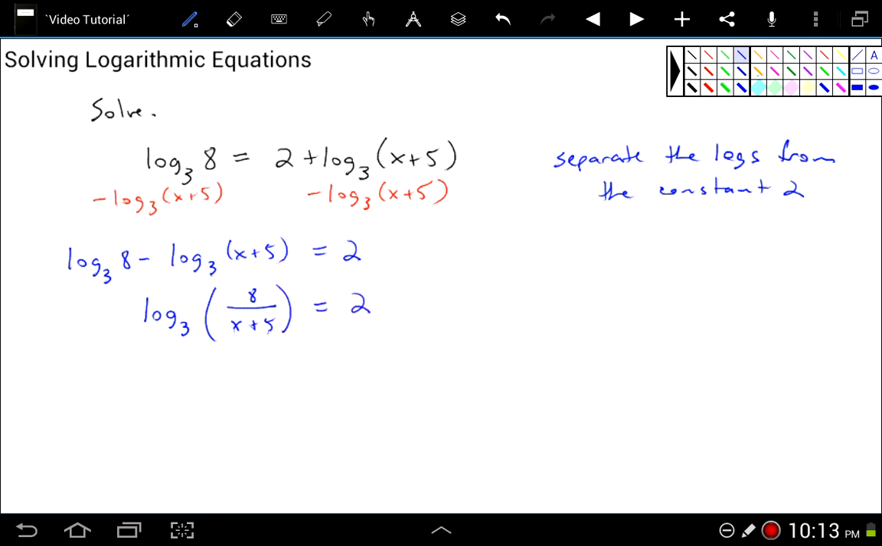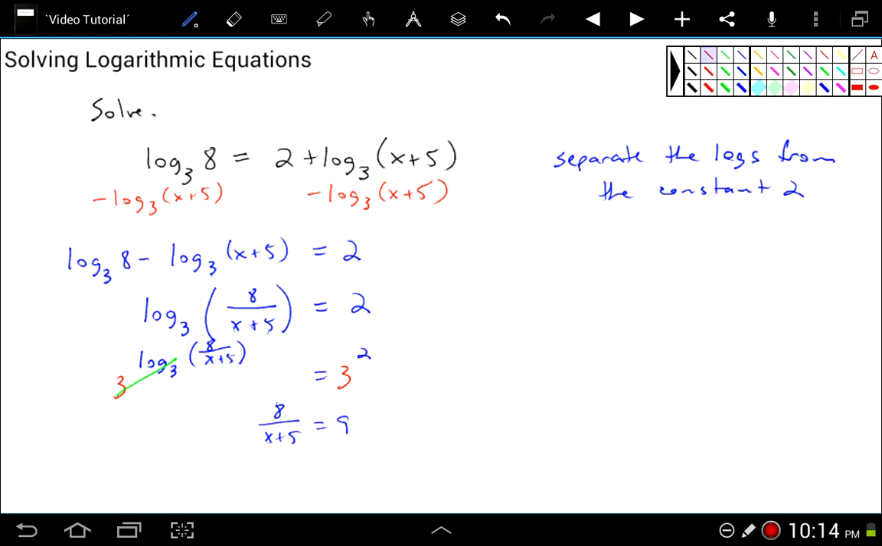So all I did was rewrite my left side. I didn't do anything more than that. I just rewrote it, combined them into a single log. Now what we can do is get rid of the log base 3 by applying a base of 3 to both sides. So I have 3 to the power of log base 3 of 8 over x plus 5 equals 3 to the second power. And now they will cancel, so I have 8 over x plus 5 equals 9.